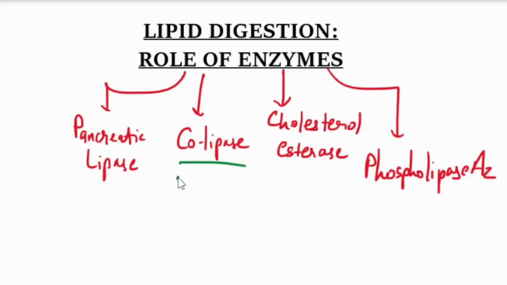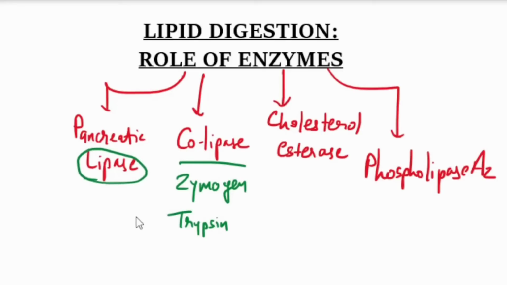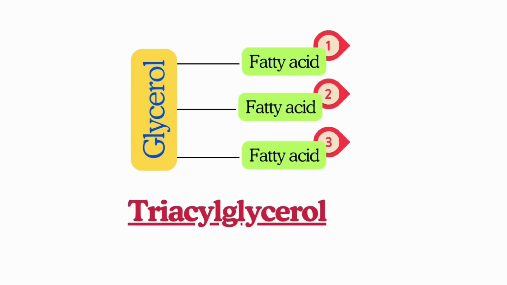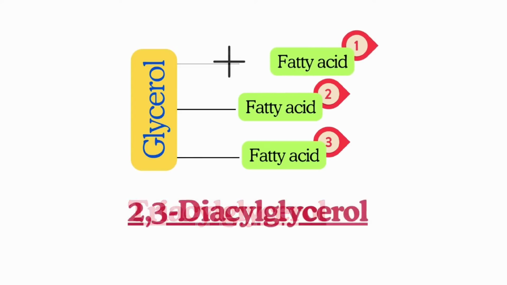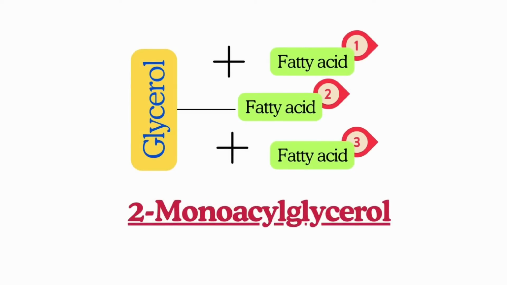Colipase is produced by the pancreas in an inactive form, zymogen, and activated by trypsin. Its crucial role is to bind to lipid molecules at the interface between oil and water, creating a suitable environment for lipase activity. Pancreatic lipase efficiently breaks down triacyl glycerol into smaller components. It initially removes a fatty acid from the first carbon of glycerol, resulting in 2,3-diacyl glycerol. Subsequently, it cleaves the fatty acid attached to the third carbon, yielding 2-monoacyl glycerol.